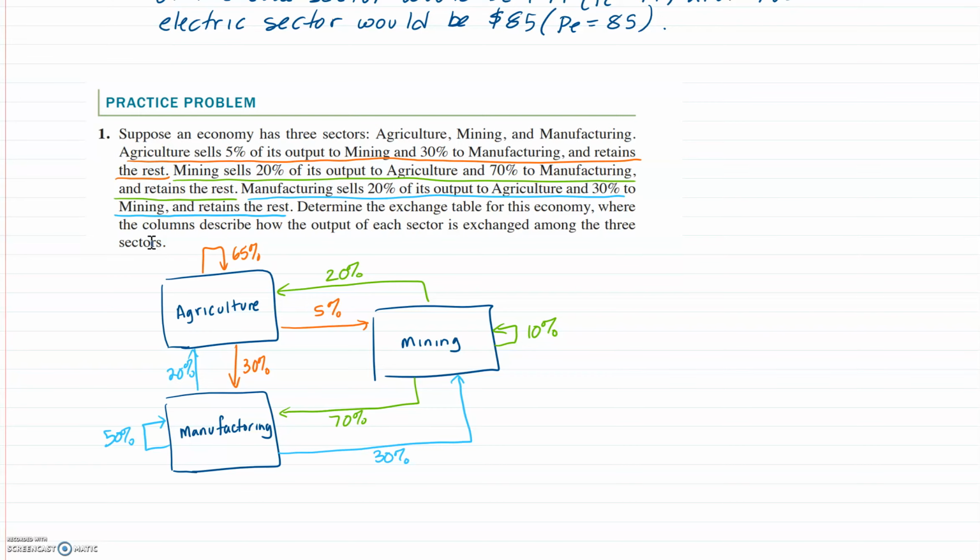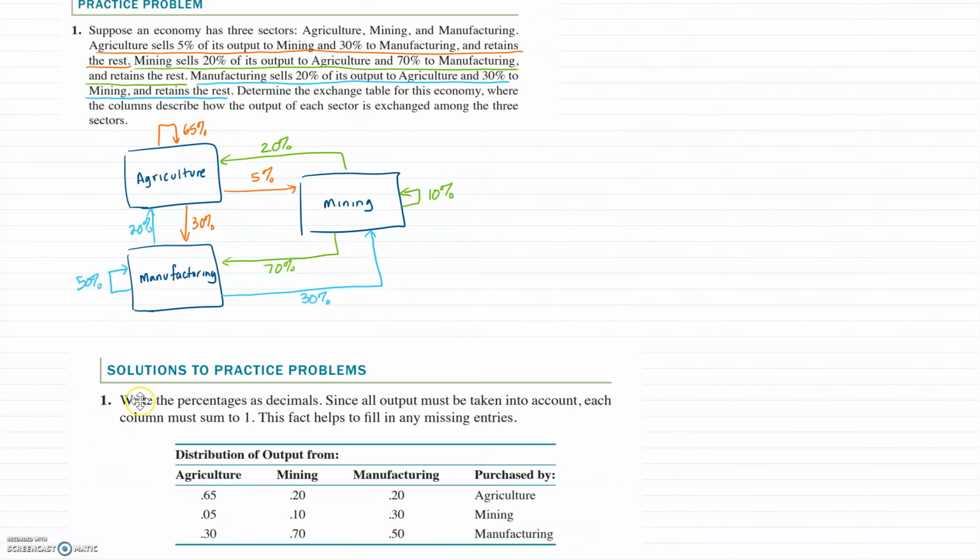So this is a practice problem, so we can just look at the solution. You're going to write the percentages as decimals. Since all the outputs must be taken into account, make sure that the columns sum up to 1. You can see the orange, agriculture to agriculture, 0.65, to mining, 0.05, to manufacturing, 0.30. The second column, that's going to be the mining, which are in green, and then finally manufacturing, which are in blue. And again, they all add up to 1.